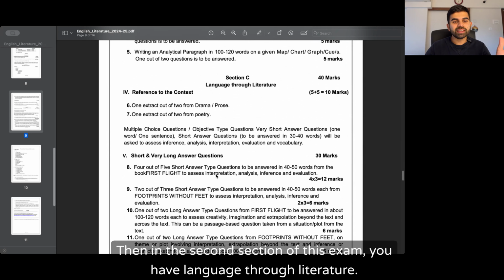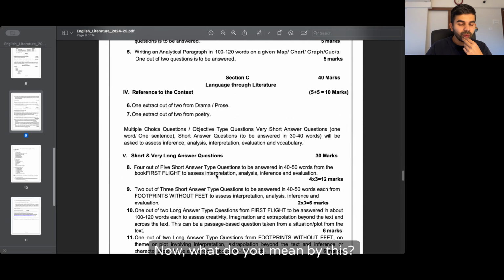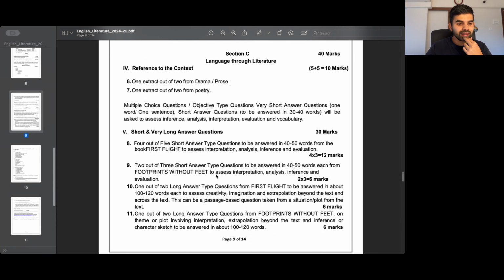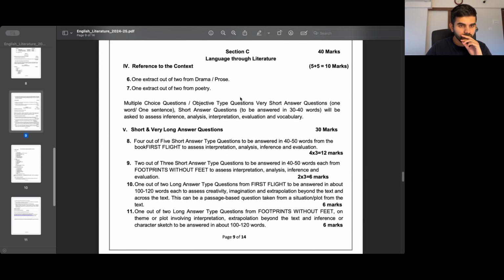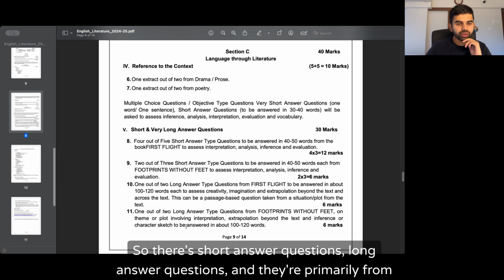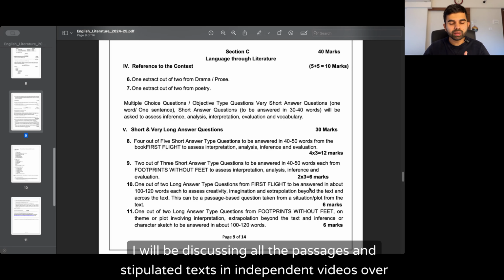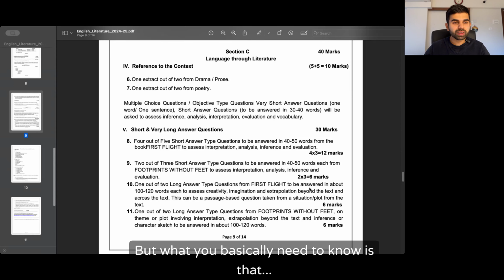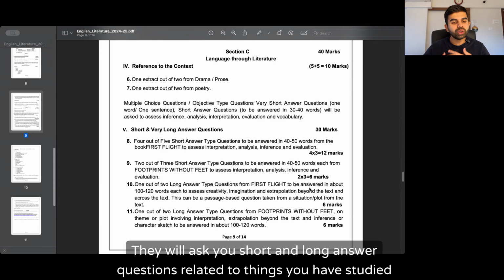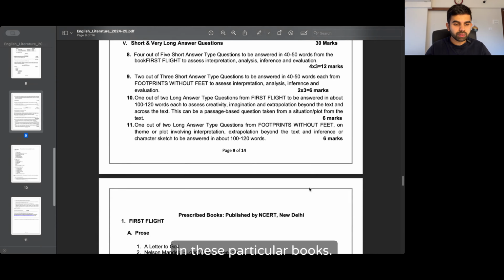Then in the second section of this exam, you have language through literature. Now, what do you mean by this? There's going to be a set of questions, as you can see. So there's short answer questions, long answer questions, and they're primarily from these books. I will be discussing all the passages and stipulated texts in independent videos over time. But what you basically need to know is that they will ask you short and long answer questions related to things you have studied in these particular books.